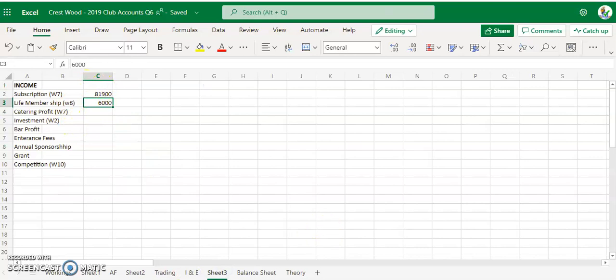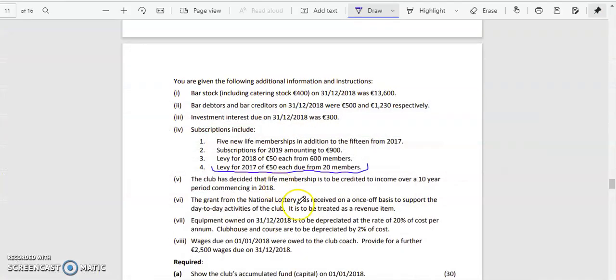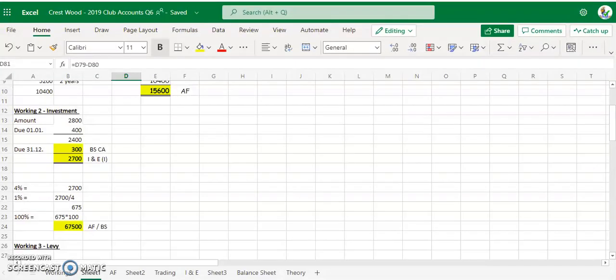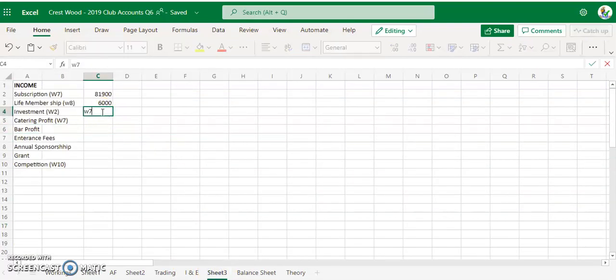So the next one then, we're going to work down through our payment side. So we've got investments on 4% income. We would have done an adjustment on this, I think, as part of working 2. So if we go back to working 2, we took away the investments due at the start and added on the due at the end. So we got 300, which goes into your balance sheet as a current asset, and then this 2,700 will go into the income side of your income and expenditure. So you've got investment income, 2,700.